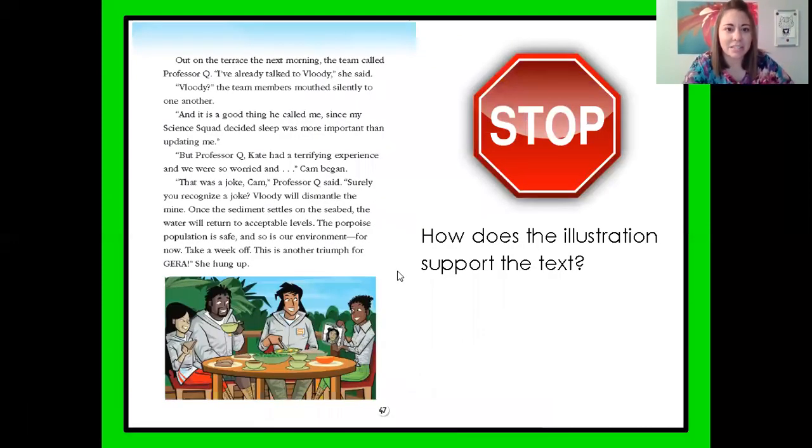Out on the terrace the next morning, the team called Professor Q. "I've already talked to Bloody," she said. "Bloody?" The team members mouthed silently to one another. "And it's a good thing he called me, since my science squad decided sleep was more important than updating me." "But Professor Q, Kate had a terrifying experience and we were worried," Cam began. "That was a joke," Professor Q said. "Surely you recognize a joke."